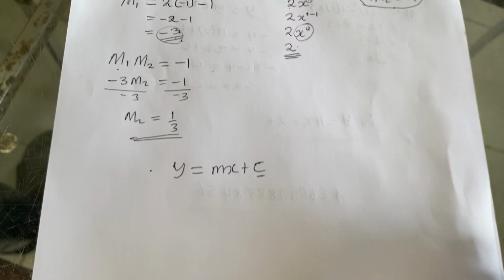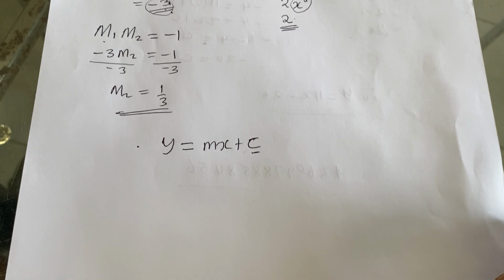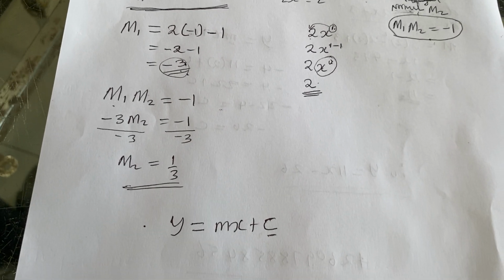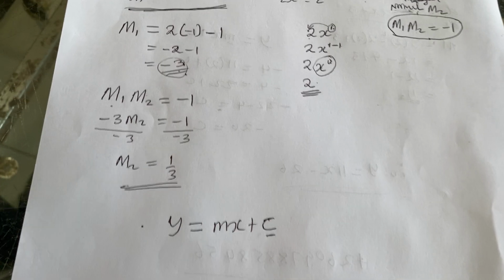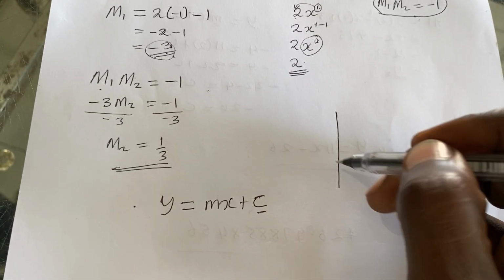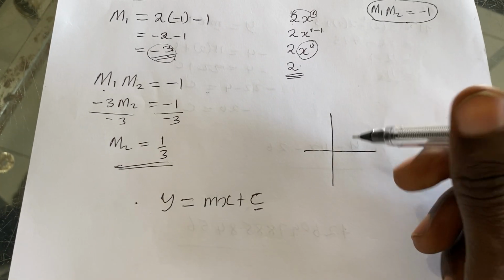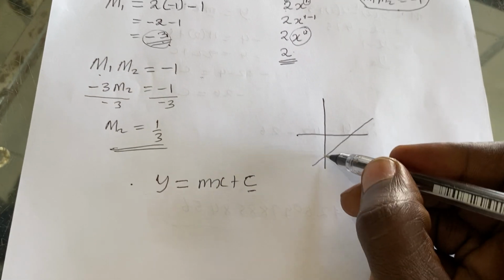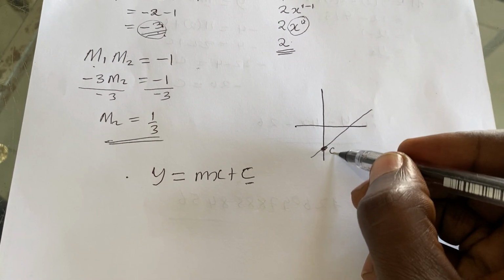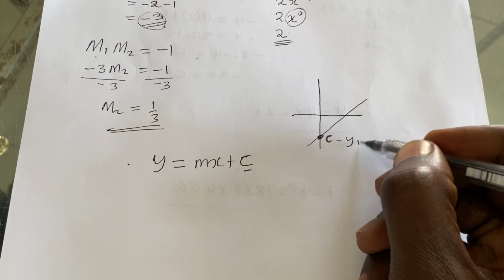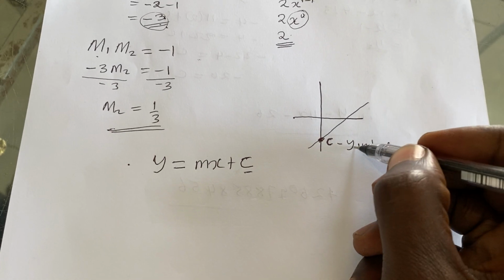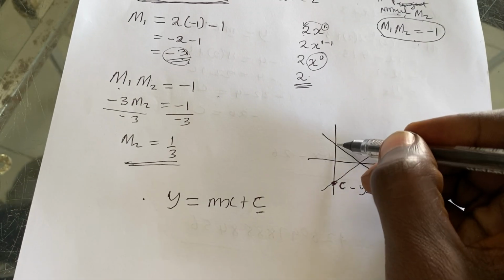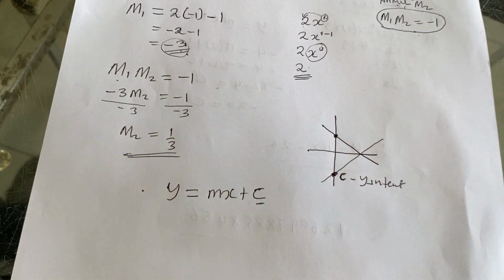Now some of you don't understand what y-intercept means. The y-intercept means the point at which the line cuts the y-axis. Let's say you have the x-y plane like this, then you draw a line like that. This point here is your c, which is the y-intercept. To intercept means to cut. So if the equation is like that, this becomes the y-intercept.